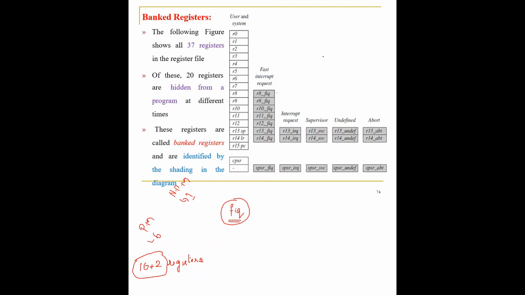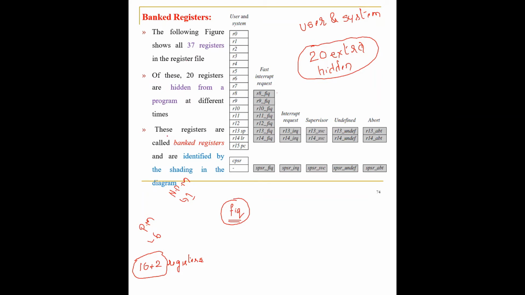Normally there will be 20 extra registers. Basically they are the 16 plus 2 registers themselves. They are not new registers, but they will get renamed. These 20 extra registers will be hidden. Normally during the normal operation of your processor, that is when the processor is in the user mode or when the processor is in the system mode, these 20 registers will be hidden. These 20 registers which will come into picture during the 5 privileged modes are called banked registers. That is what these registers are.